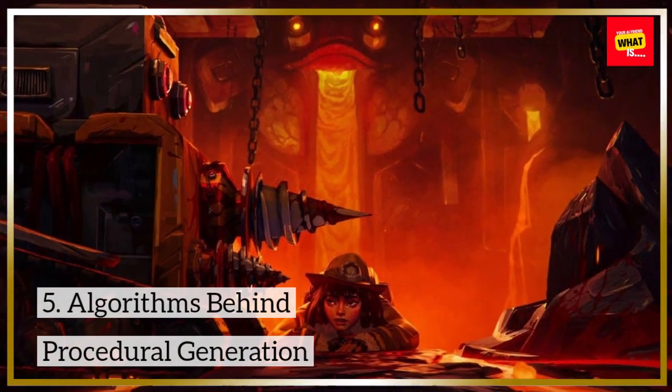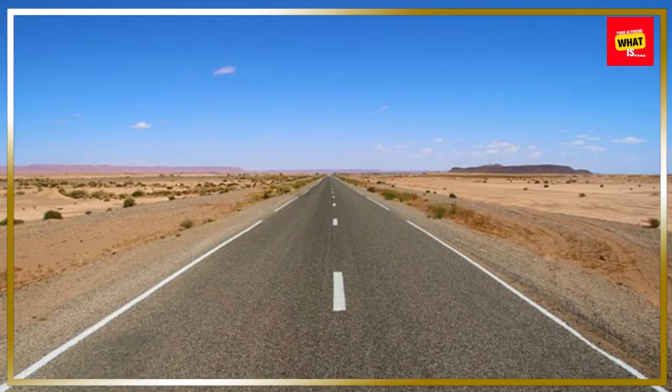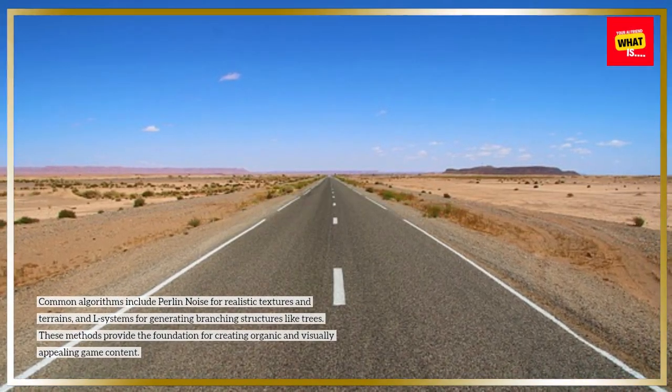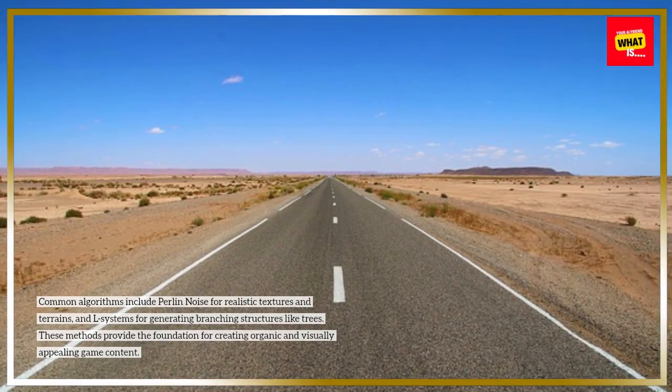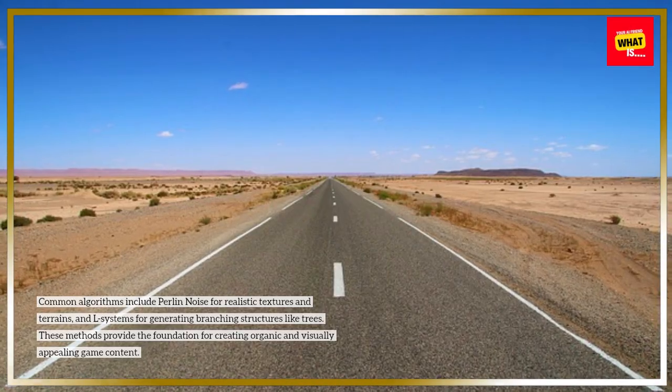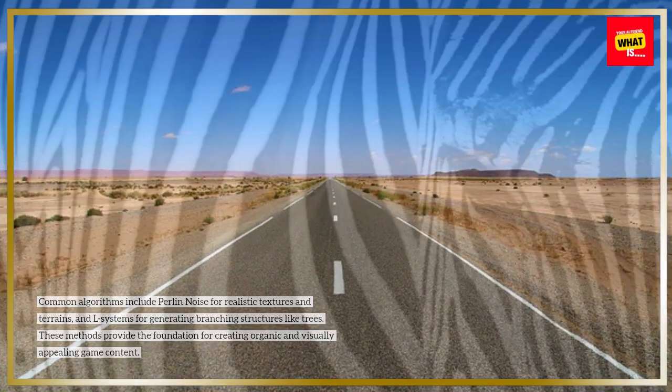5. Algorithms behind procedural generation. Common algorithms include Perlin noise for realistic textures and terrains, and L systems for generating branching structures like trees. These methods provide the foundation for creating organic and visually appealing game content.